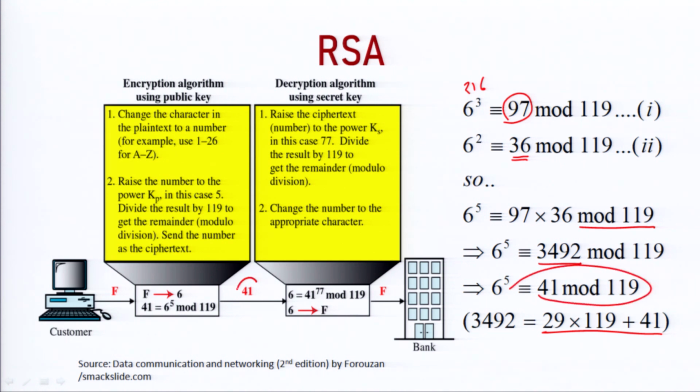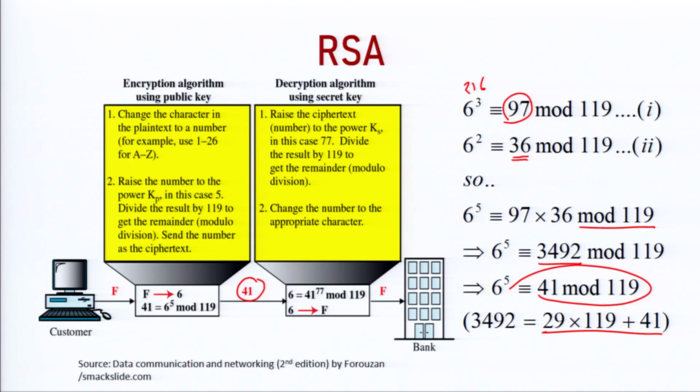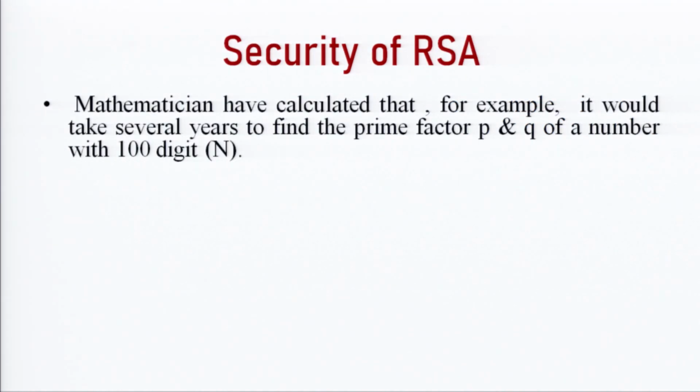Similarly, in the next one, see the previous slide, P is equal to C to the power K s, here C is 41 and K s is 77. So, 41 to the power 77 mod 119, and this is 6 again, and that is how it is being converted back.